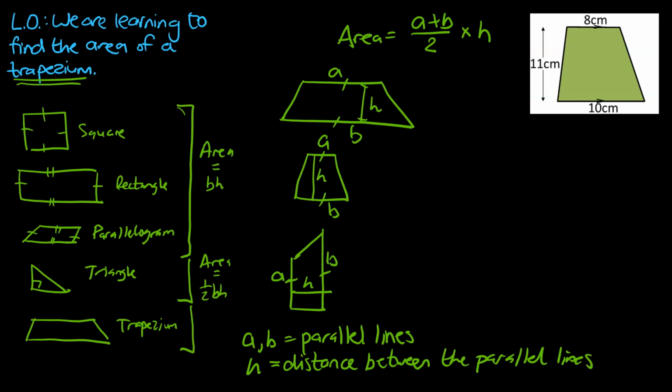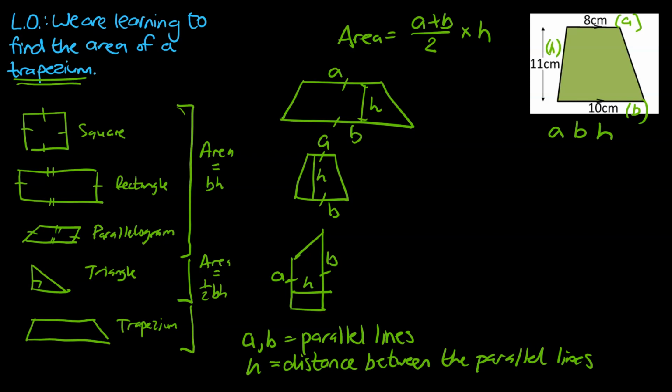I've got an example up the top that we're going to find the area of. The first step is we need to label the sides of our shape. We need to label A, B, and H, and those letters all come from the formula that we're given. Just to recap, A and B are the parallel lines. Which lines are opposite each other? It looks like that top line and that bottom line. So we're going to put A in brackets at the top, and B in brackets down the bottom. The distance between these two is the height, and that's the 11 centimeters up there.